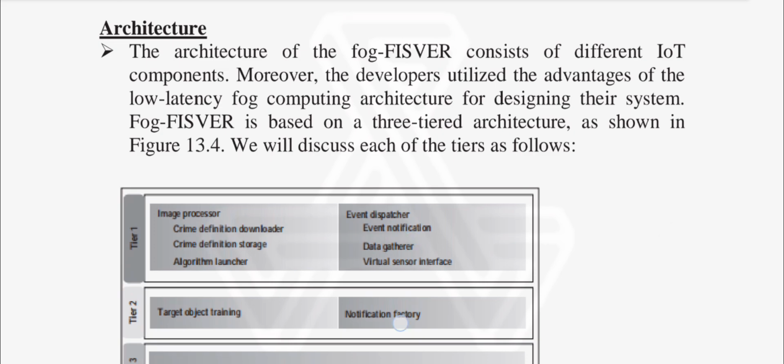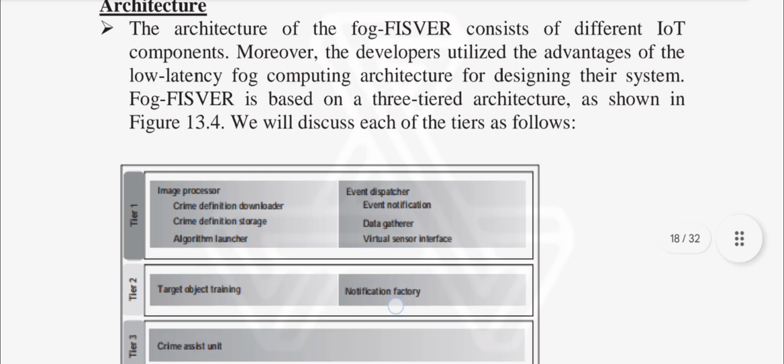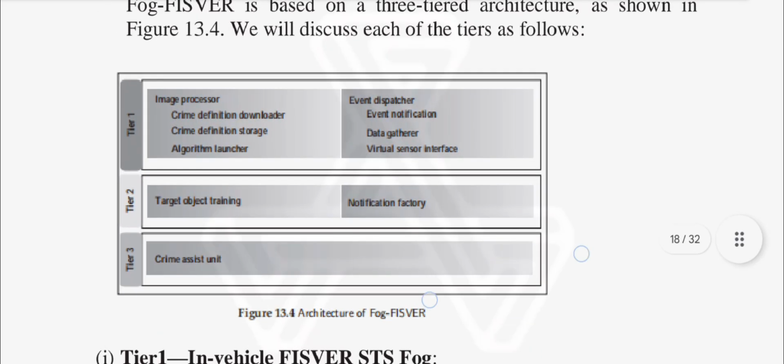Architecture. The architecture of Fog FISWAR consists of different IoT components. Moreover, the developers utilize the advantages of low latency fog computing architecture for designing their system. Fog FISWAR is based on the three-tiered architecture as shown in figure 13.4. We will discuss each of the tiers as follows.